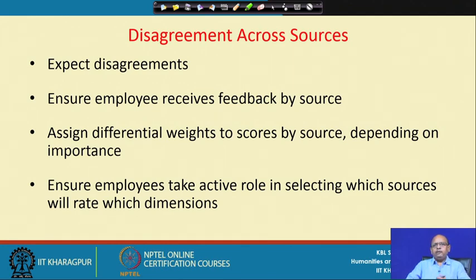For example, the feedback that is provided by the employees is different from the supervisors, it varies from the subordinates, customers have given a different kind of feedback. So, how are you going to assign weights to scores by source depending upon the importance? So, you have to identify which source is more important, which source is less important, how much weightage you are giving to each source of information, right, and then accordingly you are going to evaluate the performance of the individual.